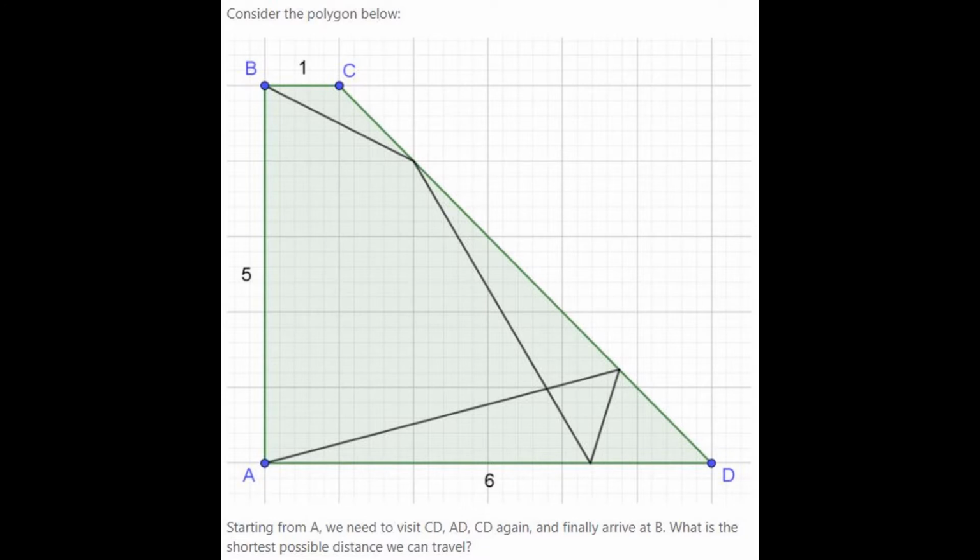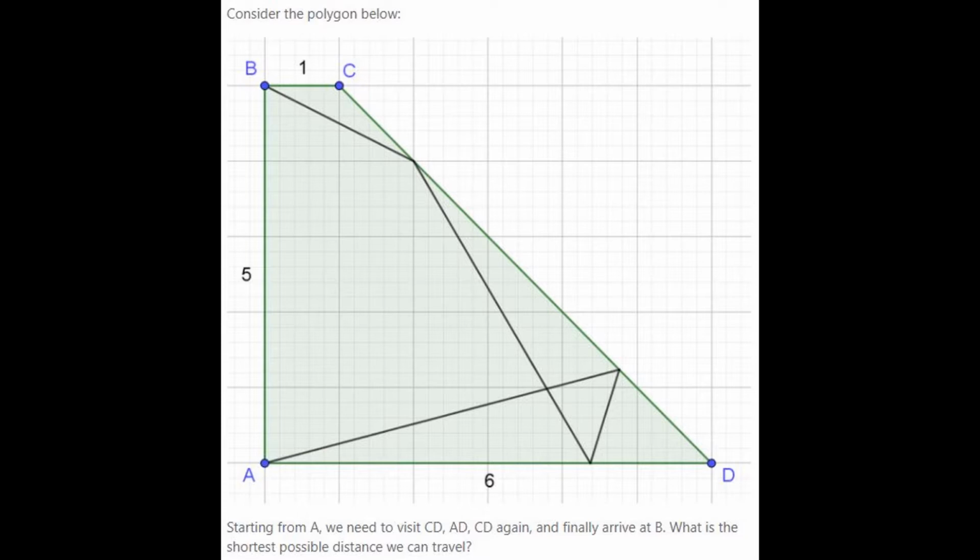In this question, we've got this diagram here, and we're told that if we're starting from point A in the bottom left-hand corner, we then need to visit the line CD, then come back to the line AD, then come up to the line CD again, and then finally arrive at point B. What is the shortest possible distance we can travel?